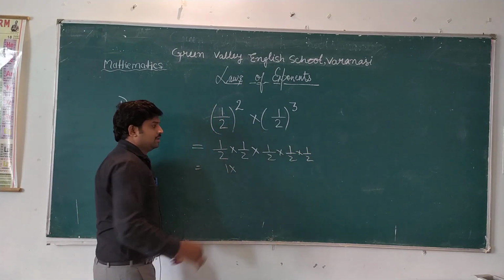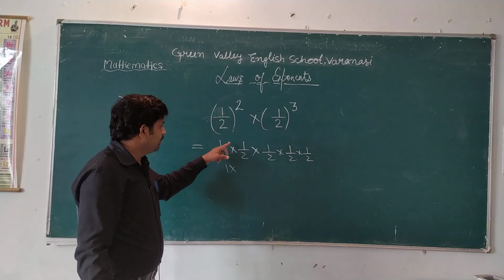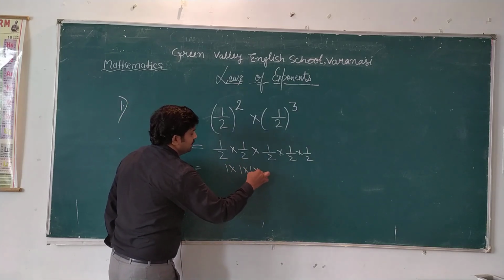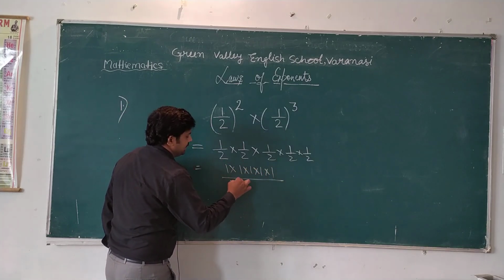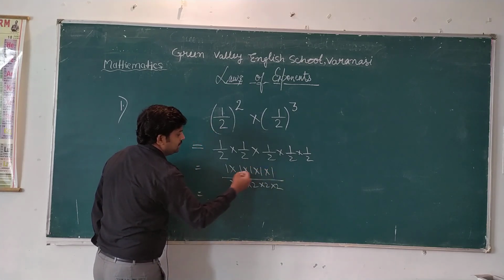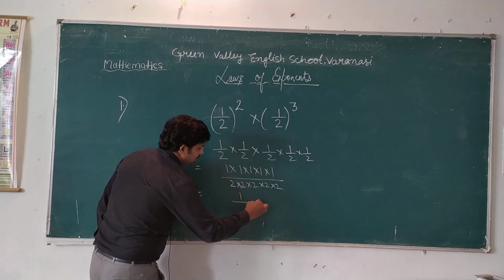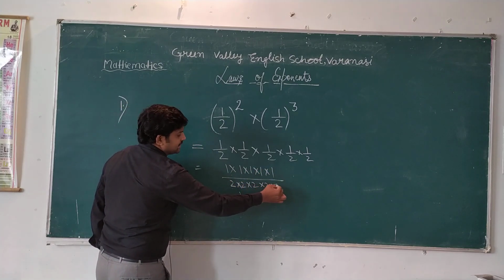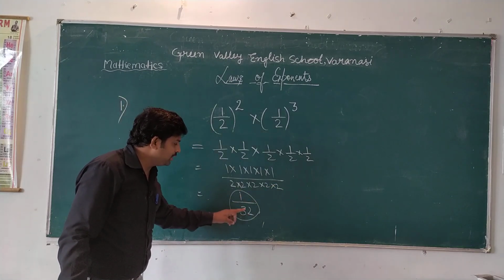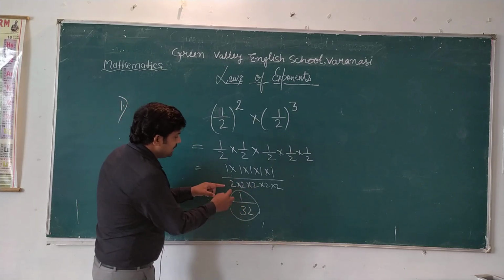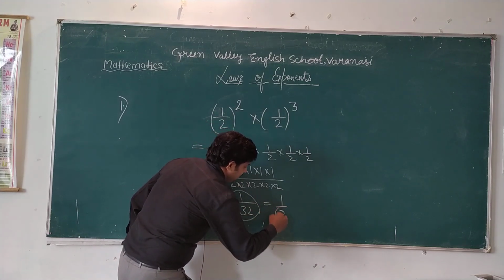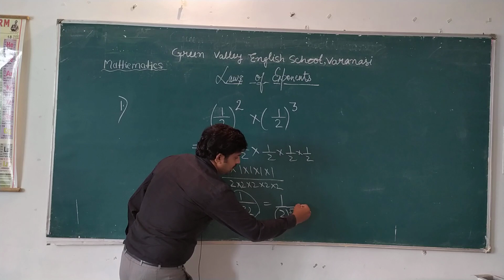Then, the product of rational numbers is the product of numerators divided by the product of denominators. So 1 multiplied by 1 multiplied by 1 multiplied by 1 multiplied by 1 divided by 2 multiplied by 2 multiplied by 2 multiplied by 2 multiplied by 2. 2 twos are 4, 4 twos are 8, 8 twos are 16, 16 twos are 32. Here we see 1 upon 32, and 2 is repeated 5 times.